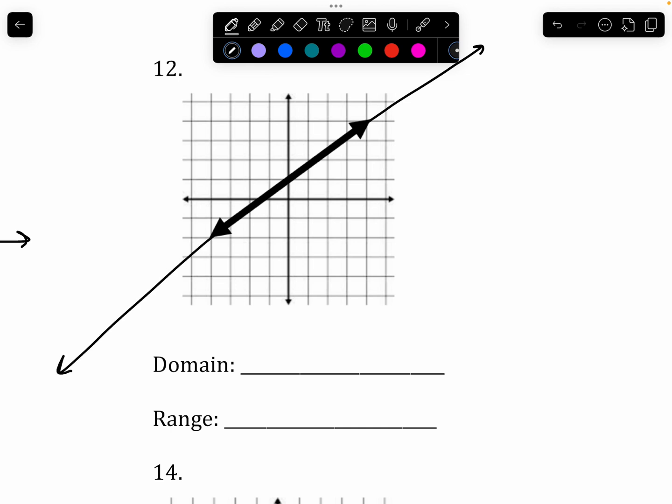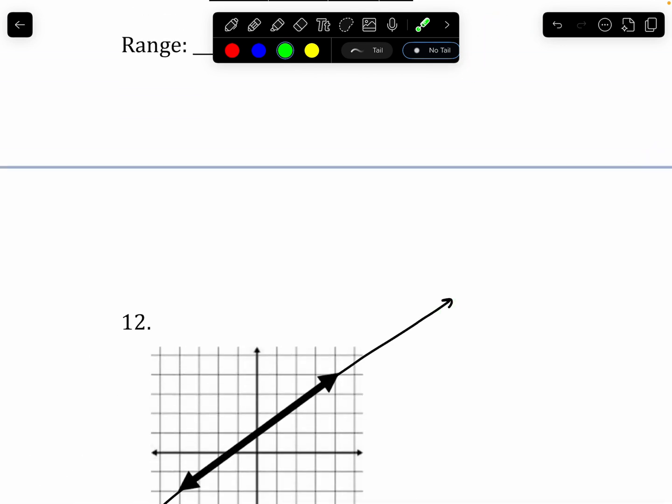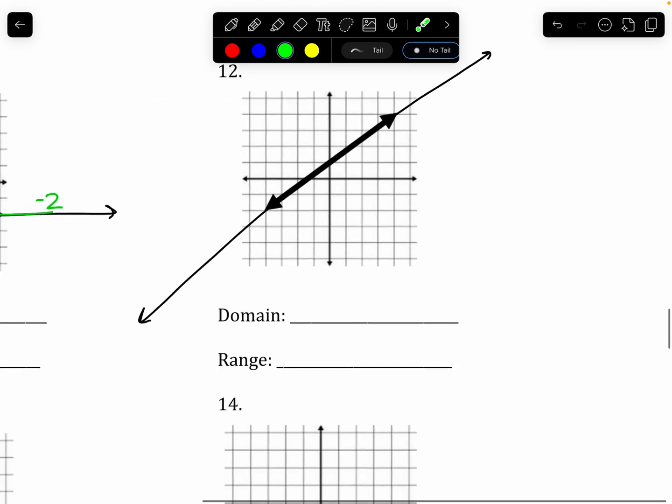Looking at number 12, I've got arrows, which means that my graph is extending this direction. So we're going to grab our laser pointer and ask, do I have any domain values here on this graph? Yes. Still got them. Even over here, I'll still have them. They're just going up this direction, still going up past what I can see. They go all the way off the graph, okay?